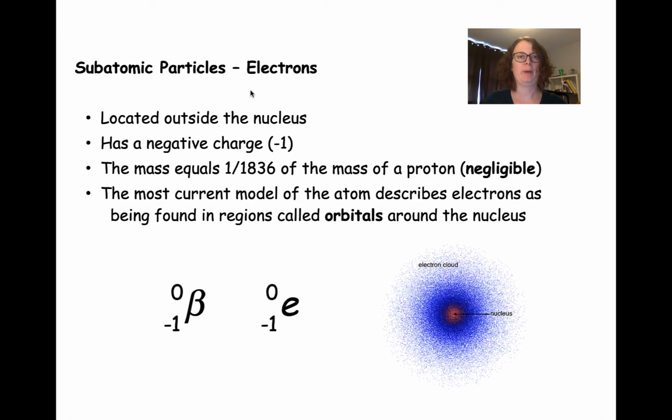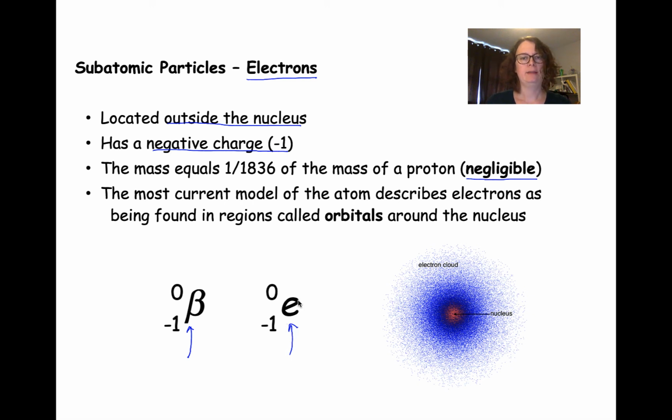Our third subatomic particle is going to be an electron. And electrons are going to be located outside of the nucleus, so they're very far away from our protons and our neutrons that are in the nucleus. Electrons have a negative charge of -1, and their mass is quite small. It's equal to 1/1836 the mass of a proton, which is so small that we often just don't count it when we're considering the total mass of the atom. It's there, but it's really hard to calculate. We can indicate electrons with some symbols. So this is a beta, which is a Greek letter, or an e.